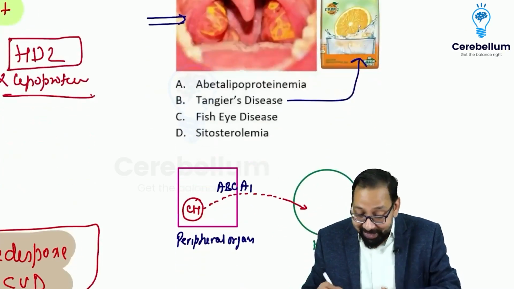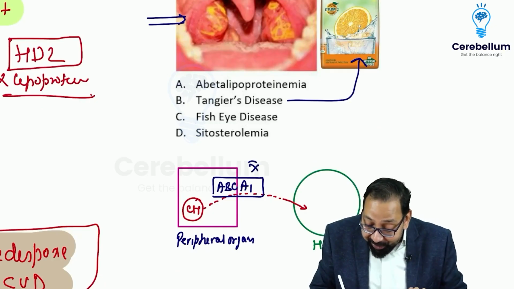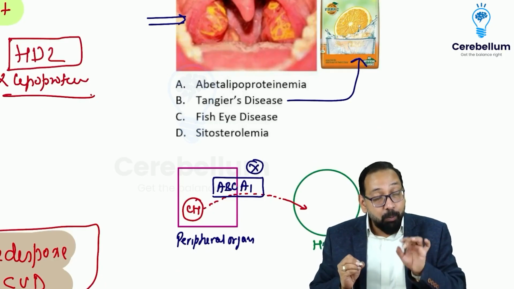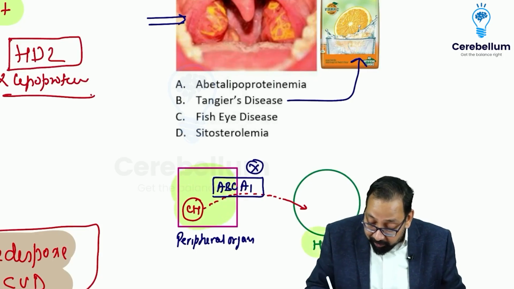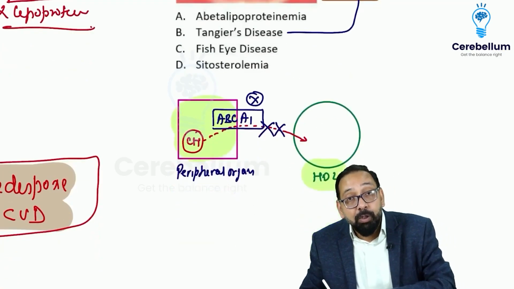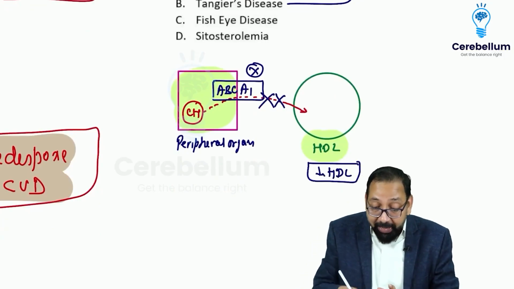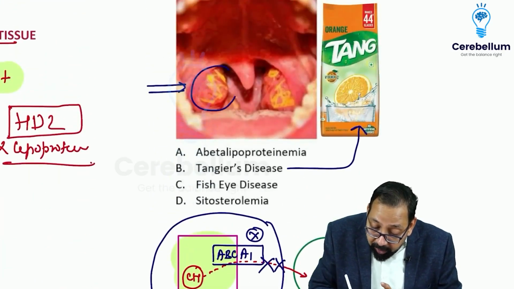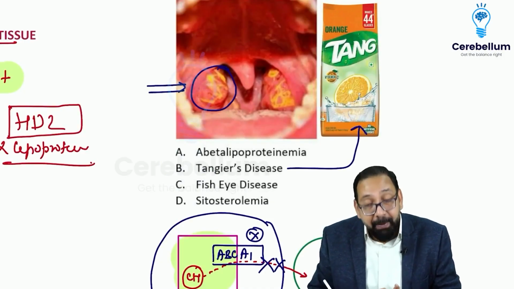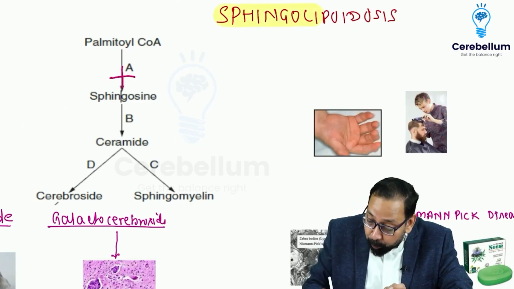So the gene defect is ABCA1. Now A1 drink is Tang. So ABCA1 defect leads to Tangier disease. Normally ABCA1 transfers cholesterol from peripheral tissue to HDL. So if ABCA1 is defective, then HDL will not be produced. So decreased HDL in Tangier disease. And this cholesterol will deposit in peripheral organs producing, yes, orange color tonsil, hepatosplenomegaly, peripheral neuropathy. This is Tangier disease. Now we discuss sphingolipidosis.